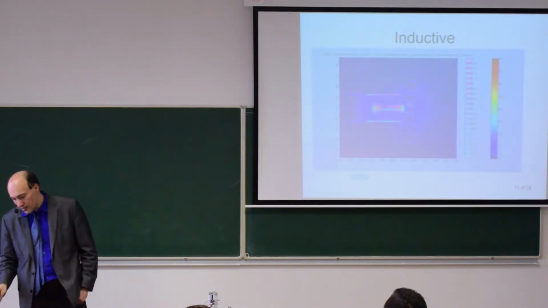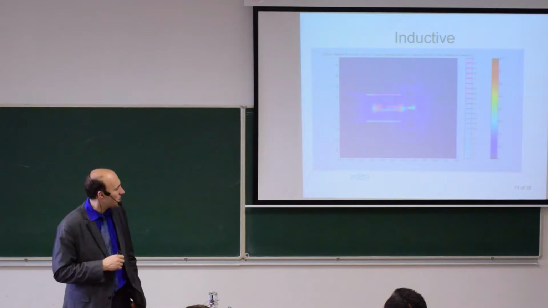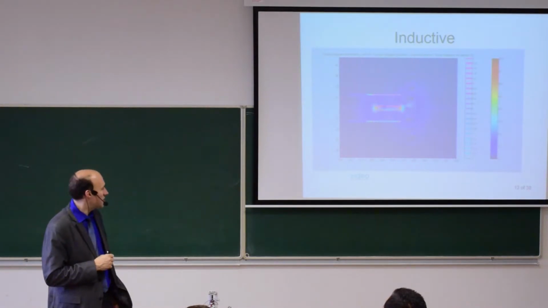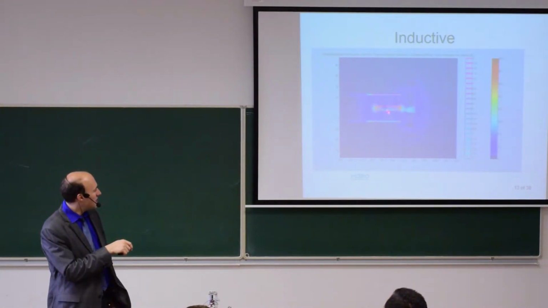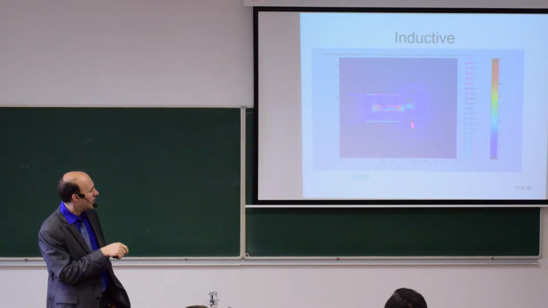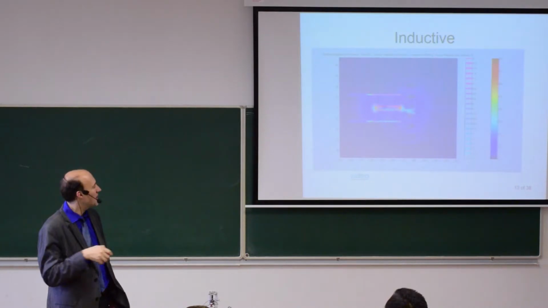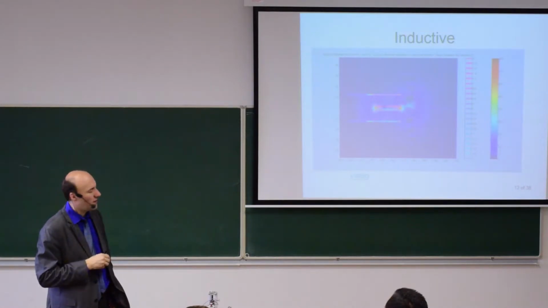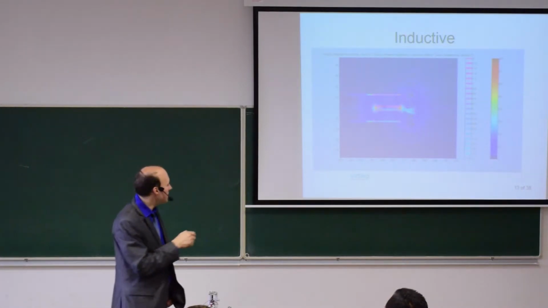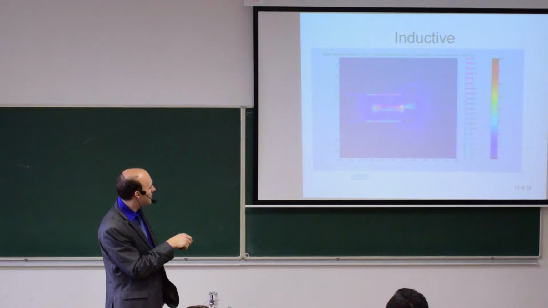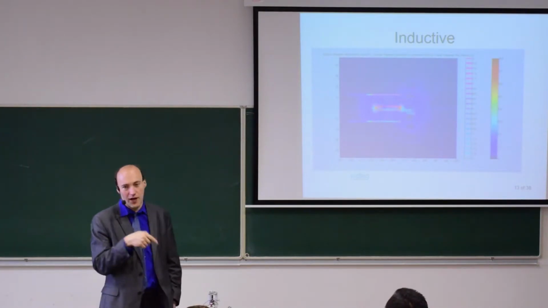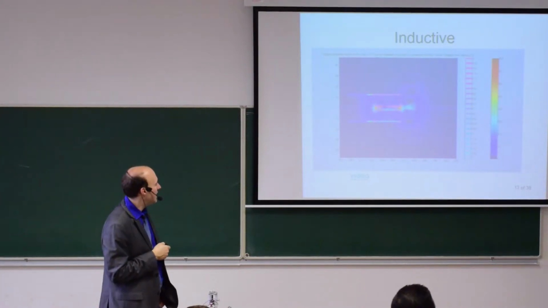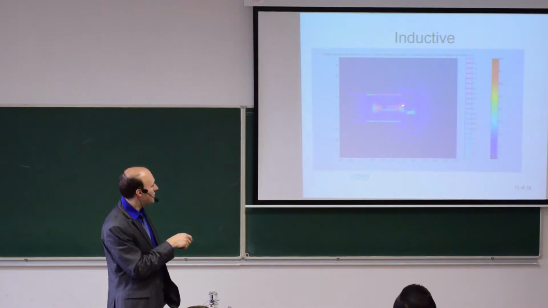Here is an example. It's a simulation of such a sensor. So what you see here is that this is the permanent magnet, this is the pickup coil, and this is the ferromagnetic disc that is rotating. And the color here is showing the magnetic flux density. So if the sensor is looking at the teeth, there is a different magnetic flux than if the sensor is looking at the air gap.